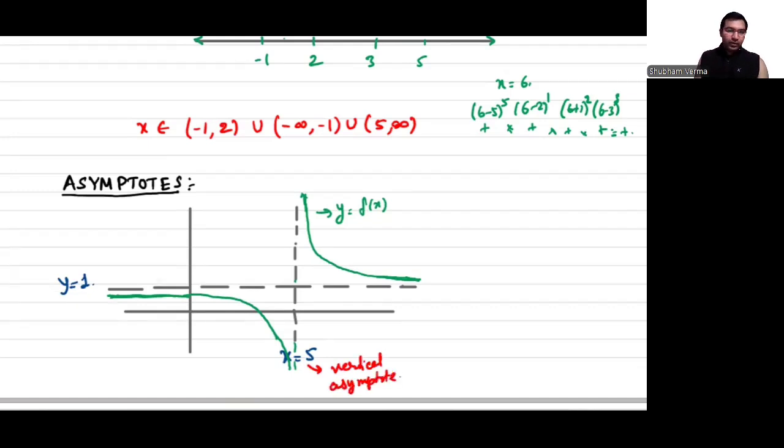And y equal to 1 is called my horizontal asymptote. So the equation of any vertical asymptote will look something in general like x equal to a, and the equation in general for any horizontal asymptote will look like y equal to a, some constant. So basically these are lines the graph appears to touch. It is tending to touch. It is not touching it.